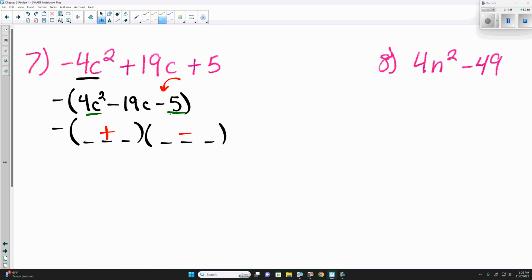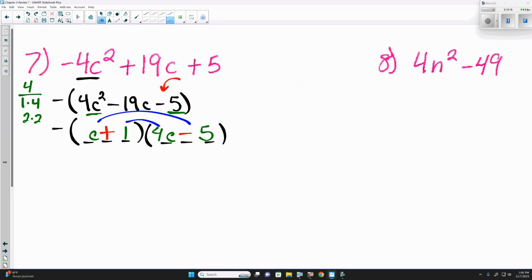Now, factors of the first and third terms. 4c squared, well, there's only one setup for c squared. It's c and c. Factors of 4, there are more than one. 1 and 4 or 2 and 2. Which one do we want to try first? 1 and 4. Where do we want to put the 4? Now, factors of 5. 1 and 5. Are there any others? No. So I'm just going to throw them in, because the last step is to check.